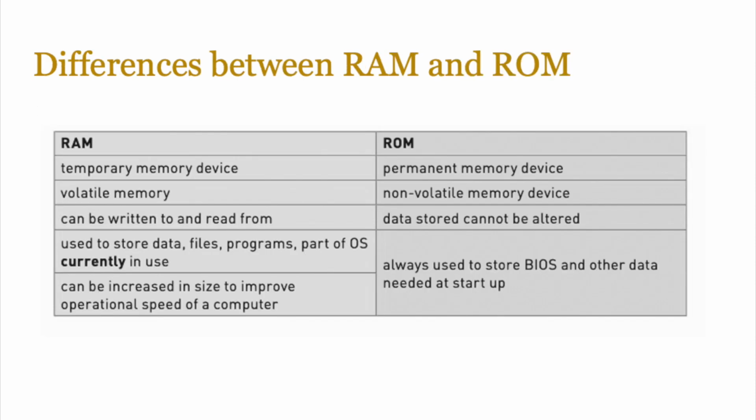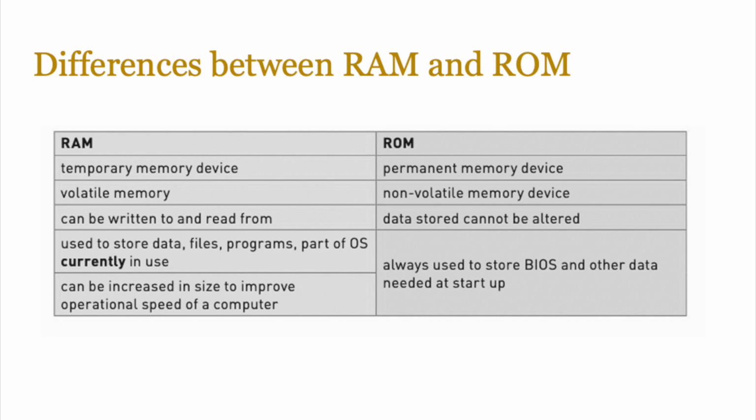Okay, so this is another important screen for you. Pause the video and make sure you know the differences between RAM and ROM. RAM is a temporary memory device, ROM is a permanent memory device. RAM has volatile memory, ROM is non-volatile memory. RAM can be written to and read from. ROM data once stored cannot be altered.